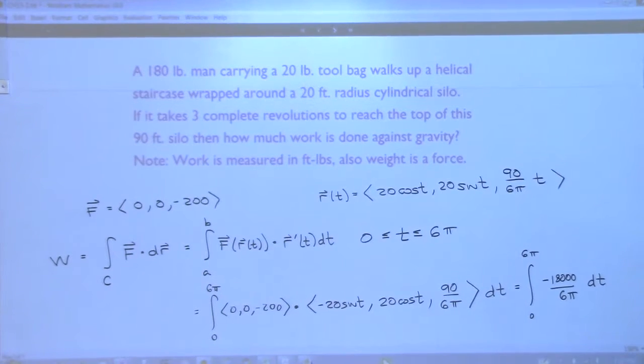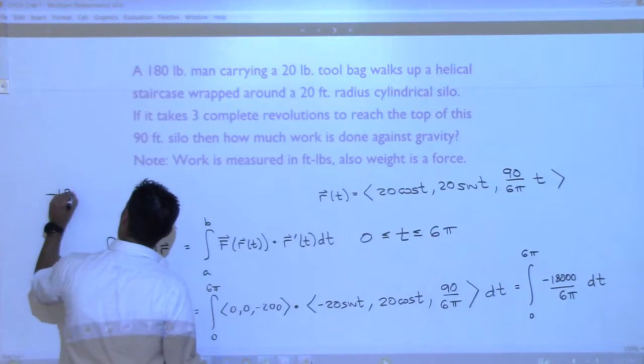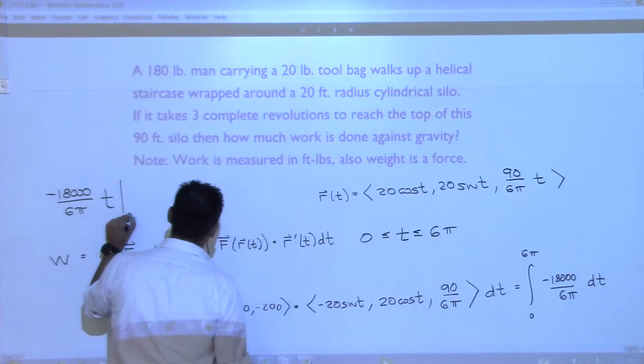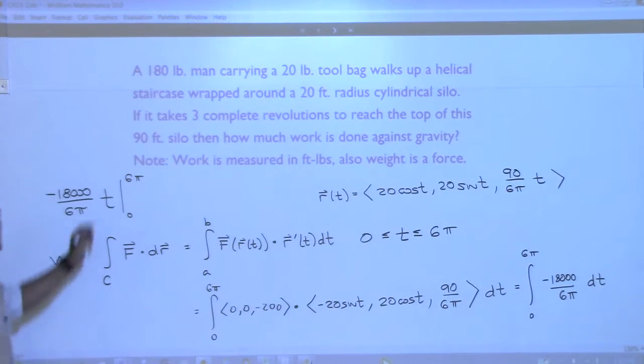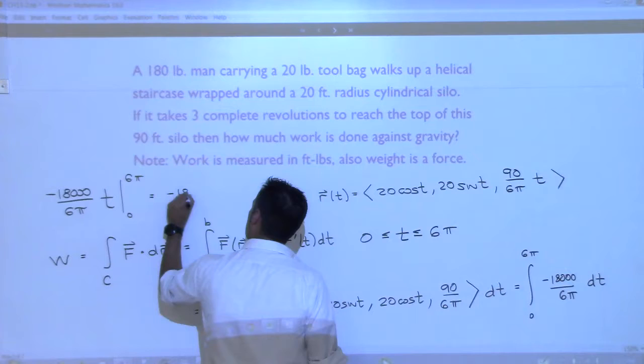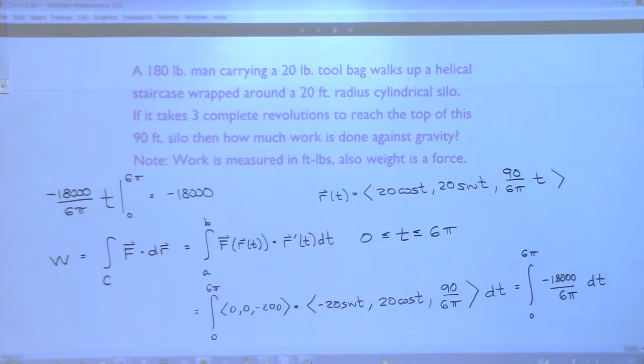And then we could integrate this. This is all just constant, so that could all just come out. And we're taking the antiderivative of 1 with respect to t, which is just t. So we get negative 18,000 over 6 pi times t. We're going to evaluate that at 0 and 6 pi. When we plug in 6 pi, the 6 pi's cancel and you just get negative 18,000. And then when you plug in 0, you get 0. So negative 18,000. That seems right. I don't think I made any mistakes here.